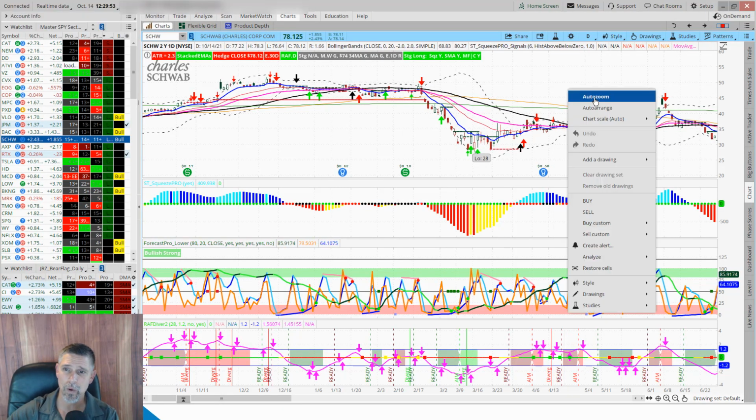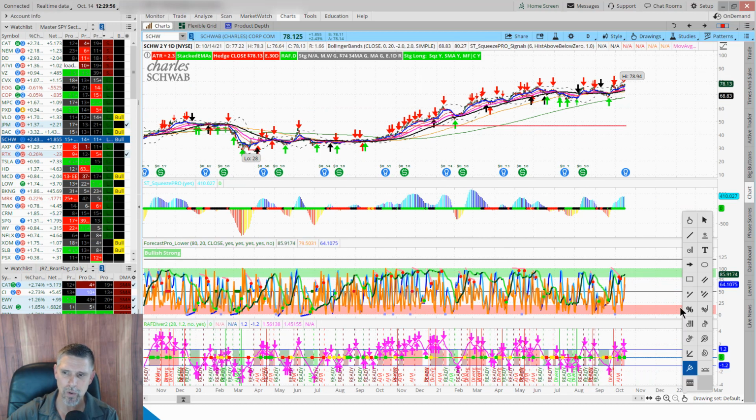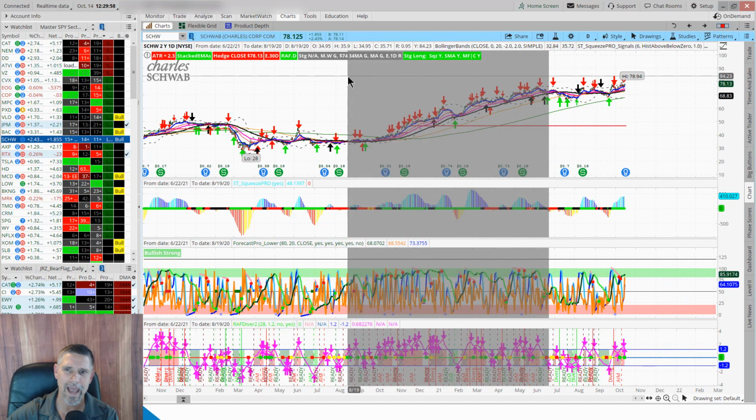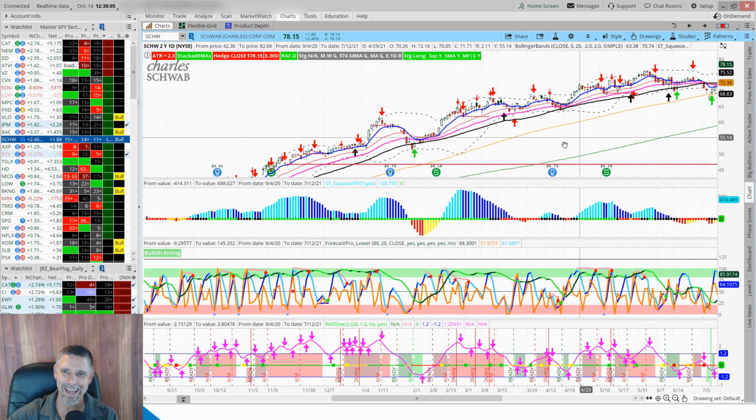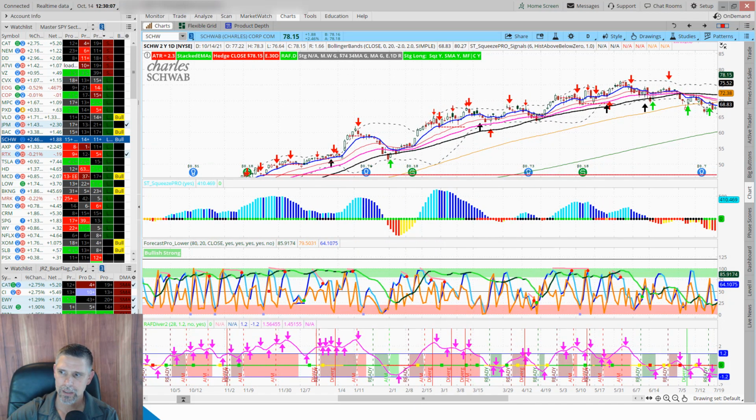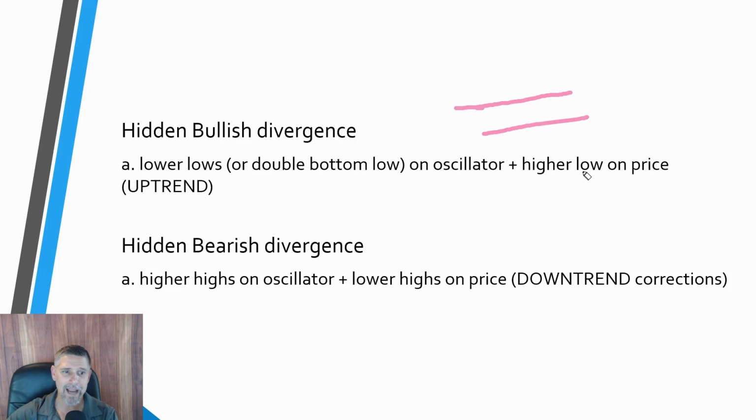Okay. So the first thing we want to do is we want to look at an uptrend. So let's just go ahead and go to a period where we know we had an uptrend. Kind of extend it out. This is Schwab. And let's see if we can find a hidden bullish divergence. So let's go here. So in this case, we got our price action. Okay, it's going up. It's going up, right? We can clearly see that. Now, let's go back. I just want to make sure we got it. So right here, higher low on price. So let's kind of go to higher low on price.